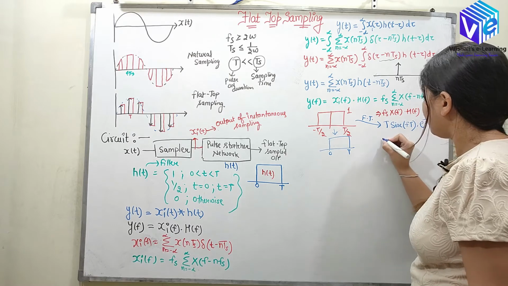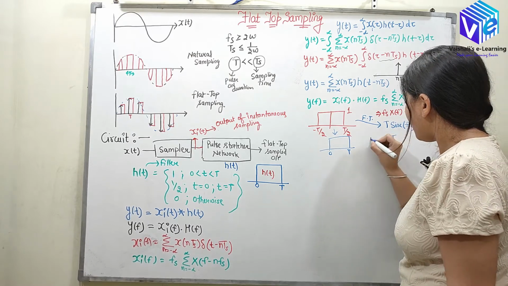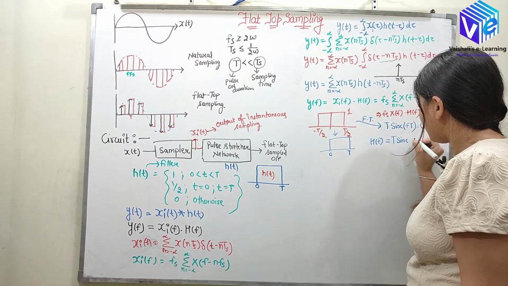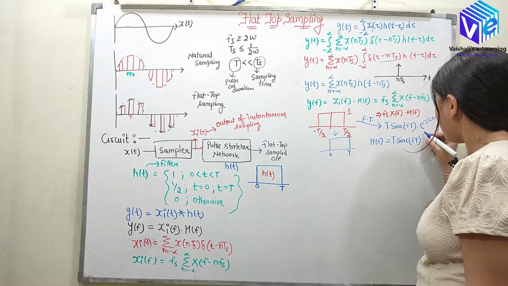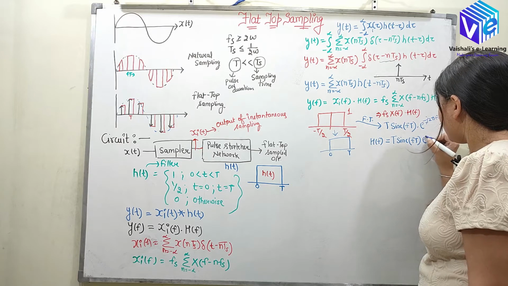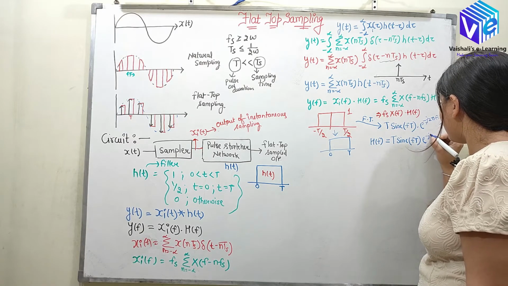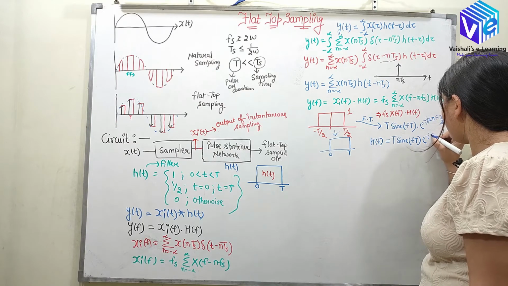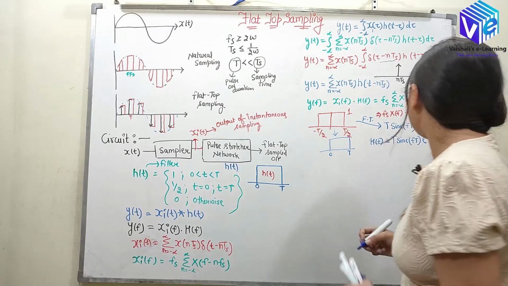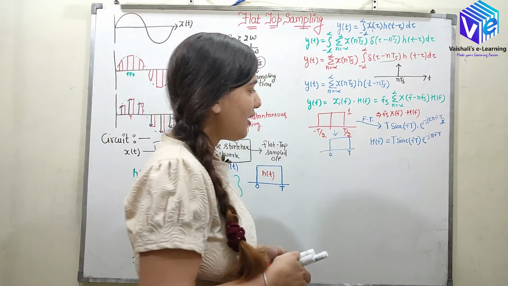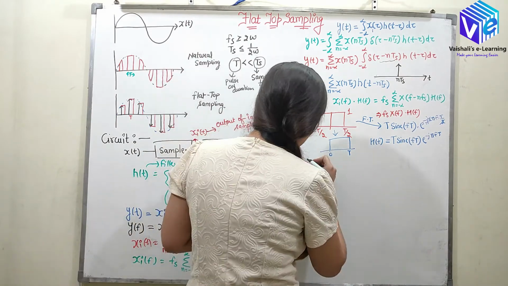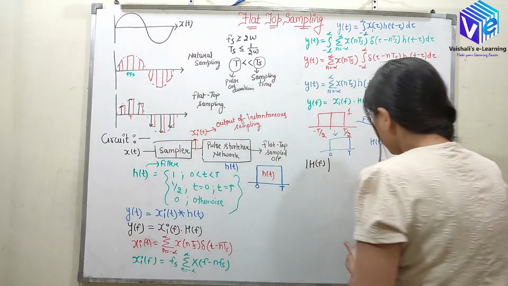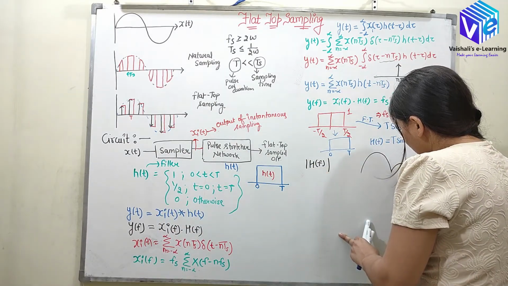So here I'll be having H of f is equal to T sinc fT multiplied by e raised to power minus j, sorry, this 2 is cancelled out, so j pi fT. So now if I observe the magnitude of H(f), the magnitude of H(f) would be a sinc function, so it would be looking like this.